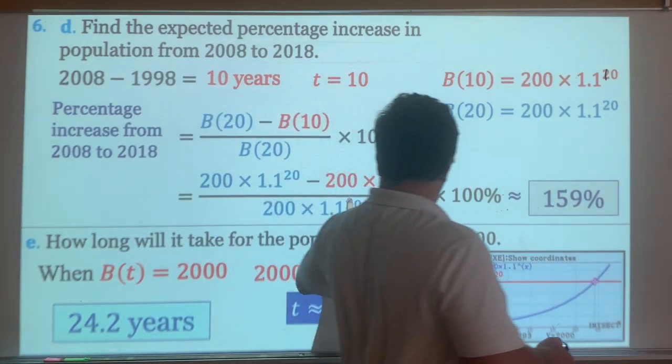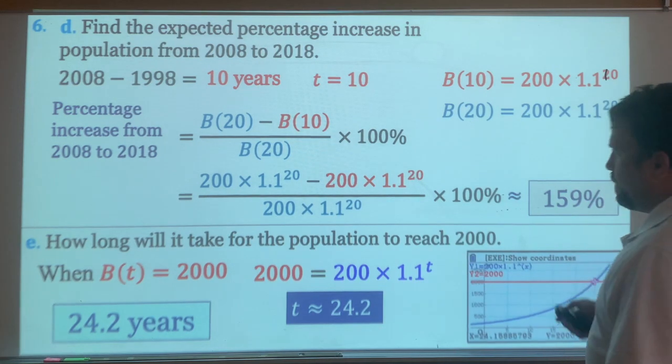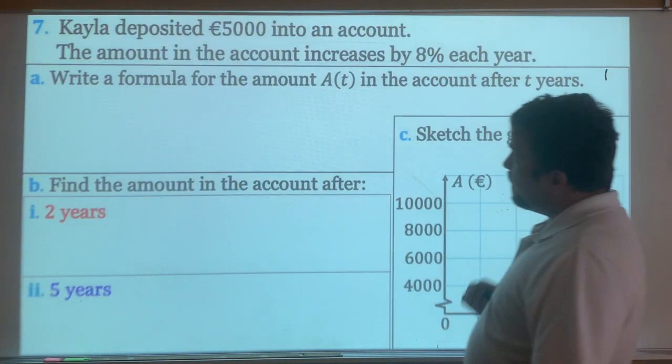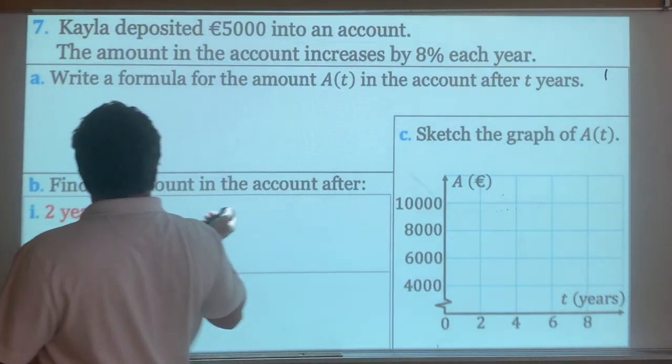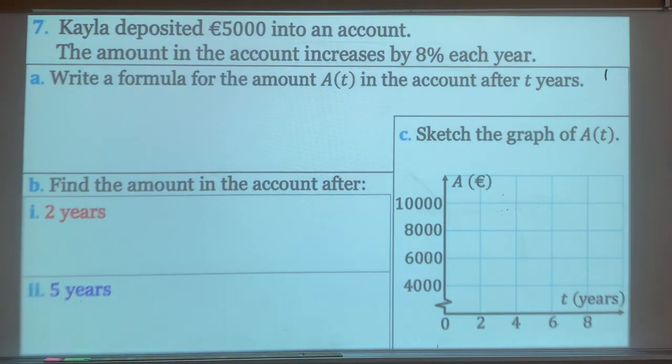Okay. This I think is to the 10th, so we're down here. Let's go to 7. Kayla deposited 5,000 euros into an account. The amount in the account increases by 8% each year. Write a formula for the amount in the account after T years.